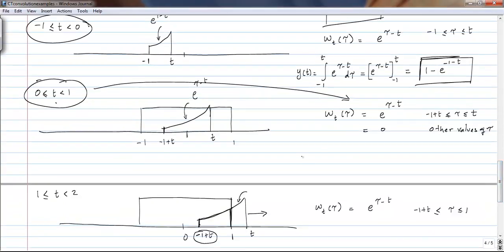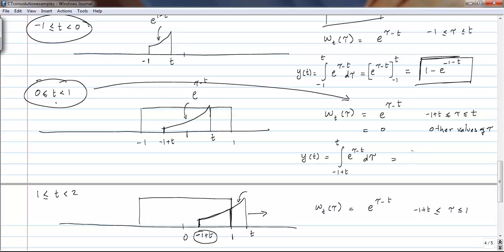So again here I'm going to get the integral of w sub t of tau, but notice now the limits of the integral are between minus 1 plus t and t, of e raised to tau minus t d tau. One of the common mistakes I've seen students make is to put dt here instead of d tau. Be very careful, it should be d tau because we are integrating w sub t of tau with respect to tau.